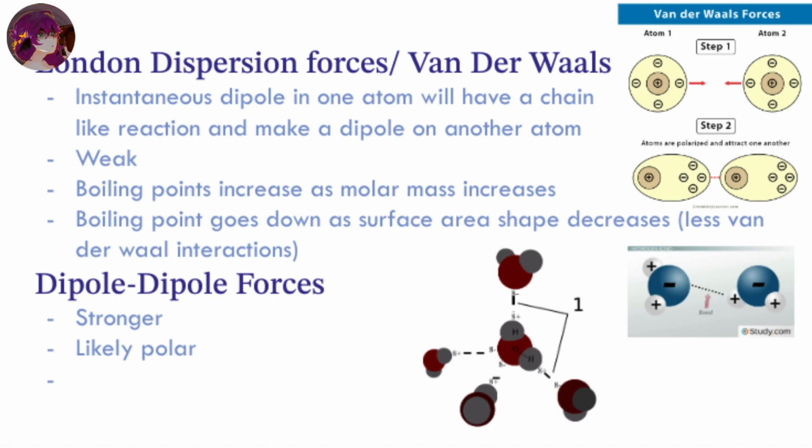Then we have London dispersion forces and van der Waals forces. These are the really weak ones. They are instantaneous forces that occur in one atom and then have a chain-like reaction in the other atoms. The boiling points increase as mass increases, and the boiling point goes down as surface area decreases. And then the dipole forces are a lot stronger and typically are polar. Water is an example, it has hydrogen bonds, but that's an example of dipole forces.